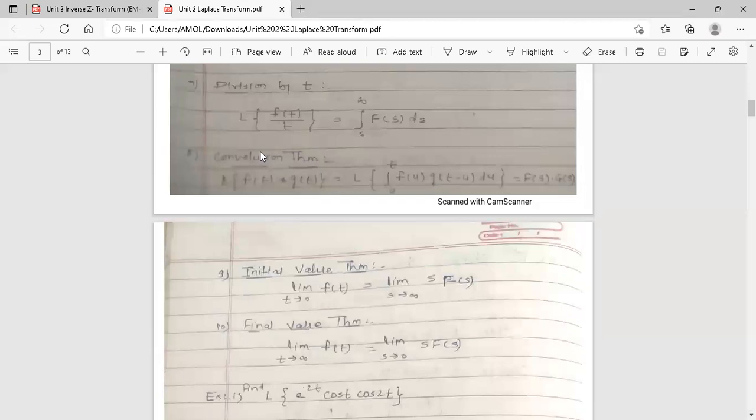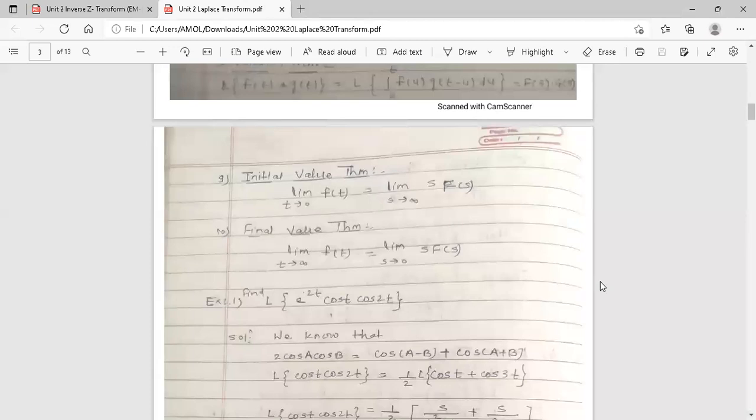Convolution theorem. Laplace transform of f of t into g of t. There are two functions, f of t and g of t. Then the convolution of f of t and g of t is given by f of t star g of t. And the Laplace transform of this convolution of these two functions is equal to the Laplace transform of integration over 0 to t, f of u, g of t minus u, du. So you solve this integration, and you will get the Laplace transform. It is equal to f of s into g of s. F of s is the Laplace transform of f of t, g of s is the Laplace transform of g of t. This is the convolution theorem.